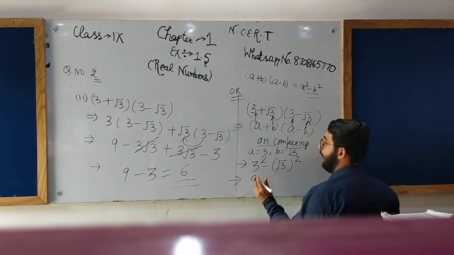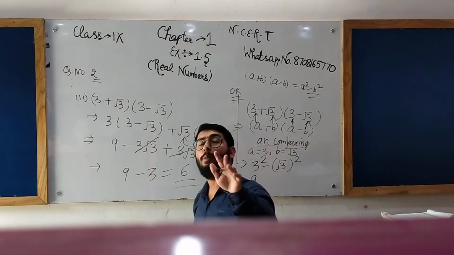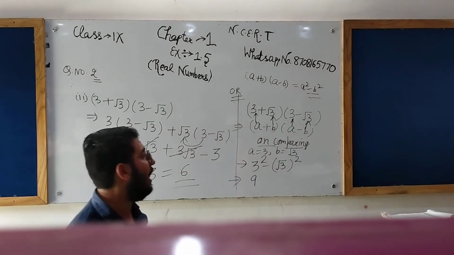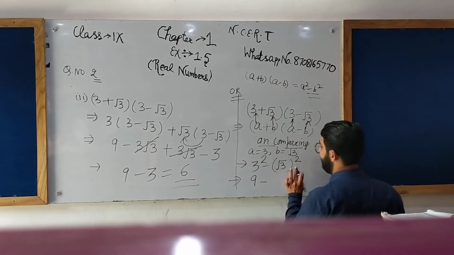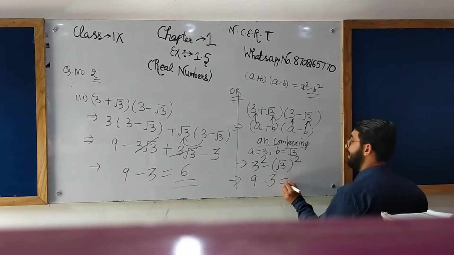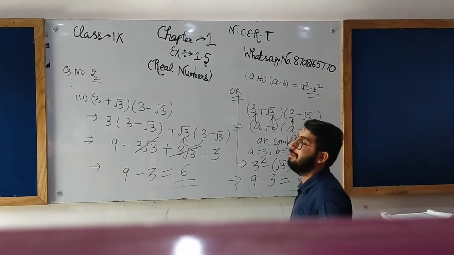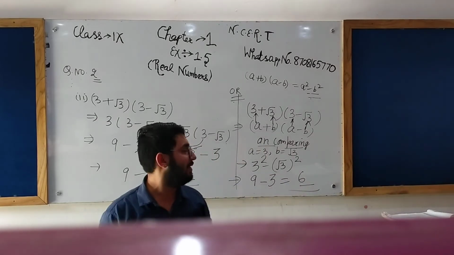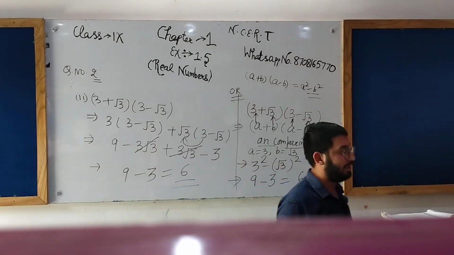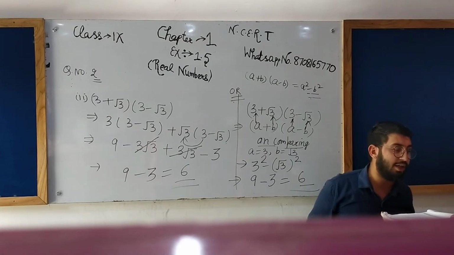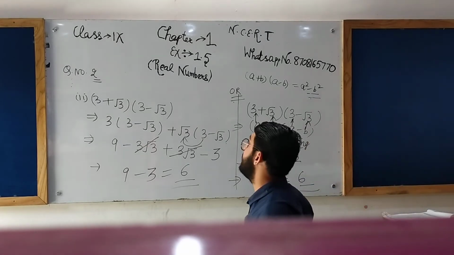3 square is 9. 3 square means writing 3 how many times? 2 times. 3 3s are 9. Root 3 square: square and root get neutralized. 9 minus 3 gives you what? 9 minus 3 gives you 6. Here we have finished the first part.